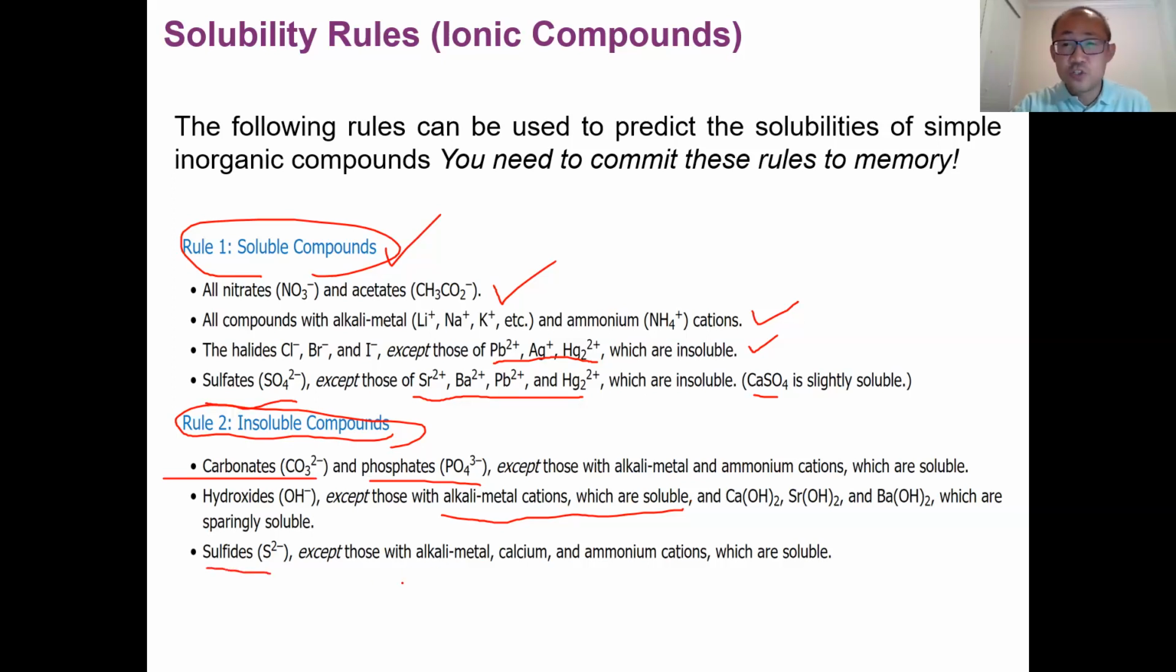Number 3, sulfides are not soluble except with alkali metals, with calcium, with ammonium. Again, alkali metal and ammonium compounds are always soluble, so calcium is an exception. And calcium sulfide is also soluble. Also an exception for sulfate. So you see that each rule talks about either soluble or insoluble compounds with some exceptions.